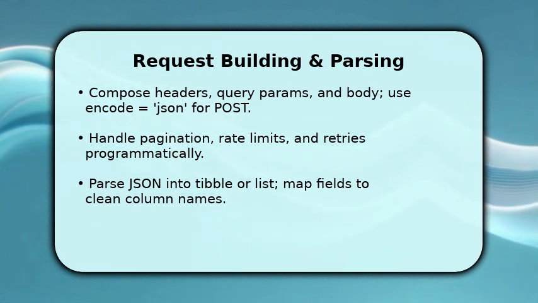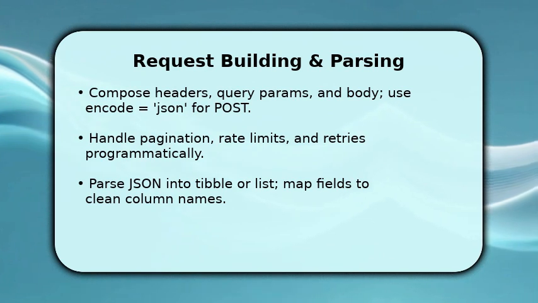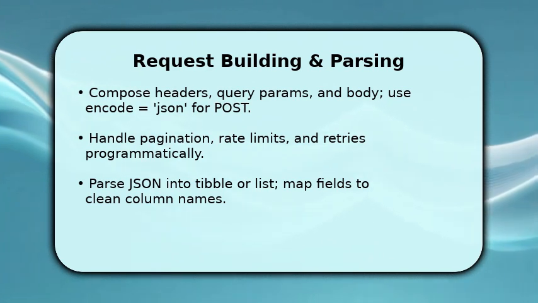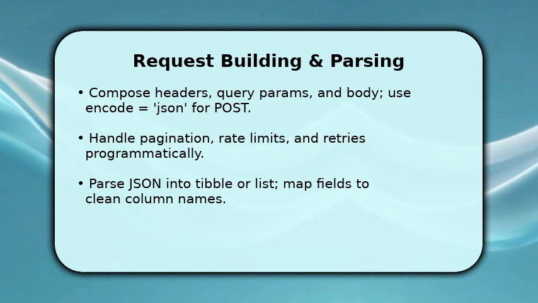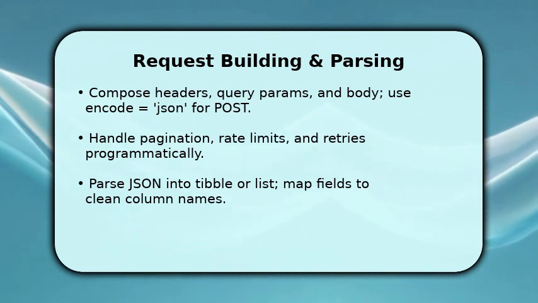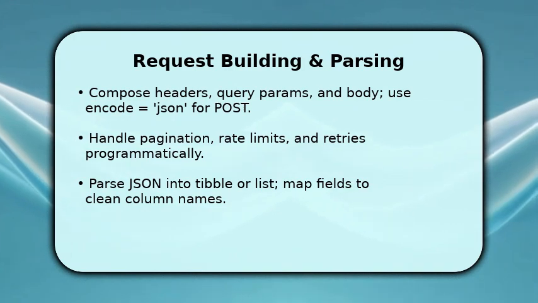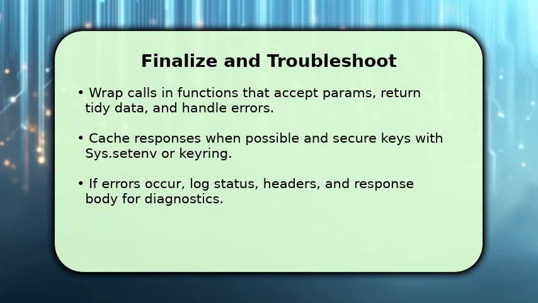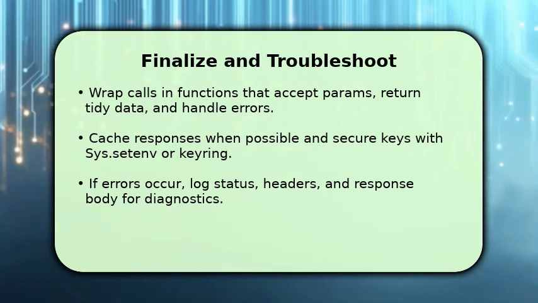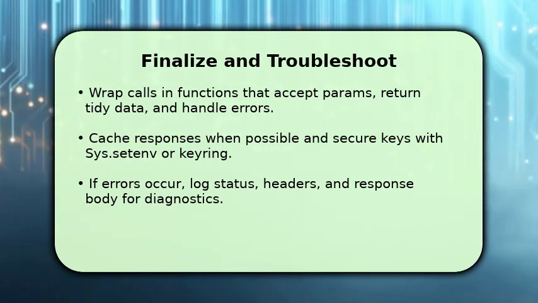After successful responses, parse JSON with jsonlite. fromJSON and coerce to a tibble for analysis. Make sure to normalize nested objects and rename columns for consistent downstream use, so your data frame is analysis ready. You finish by wrapping requests and parsing into reusable functions that accept parameters and return tidy data.